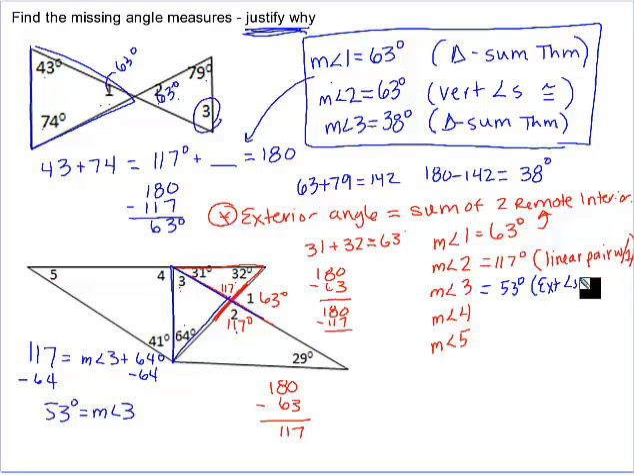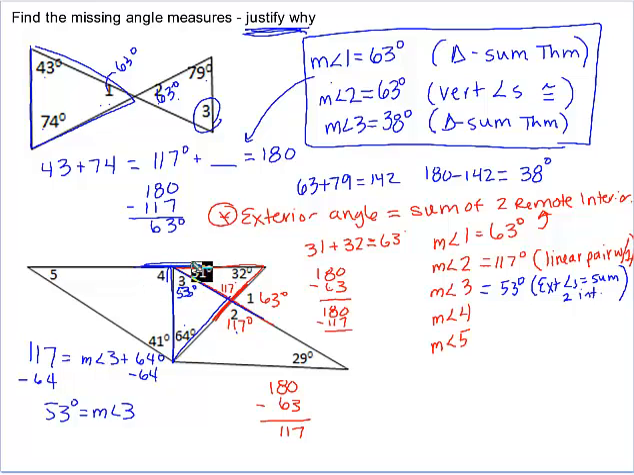Exterior angle is equal to the sum of the two interior. Okay. So now we have angle 3 is 53 degrees. So now we're going to look for angle 4. Well, take a look here at angle 4.